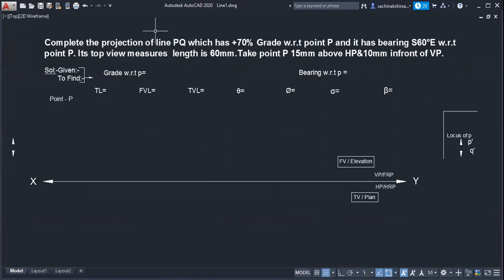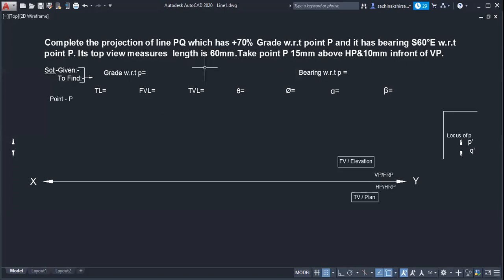So from this, again the same problem. Complete the projection of line PQ. Grade is given as 70% with respect to P, and bearing is 60° east with respect to P. Top view measures length 60 mm.